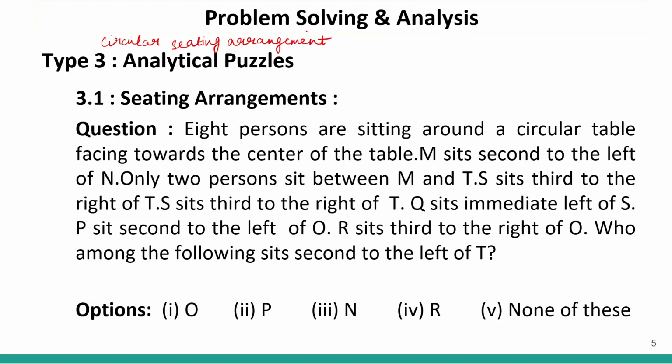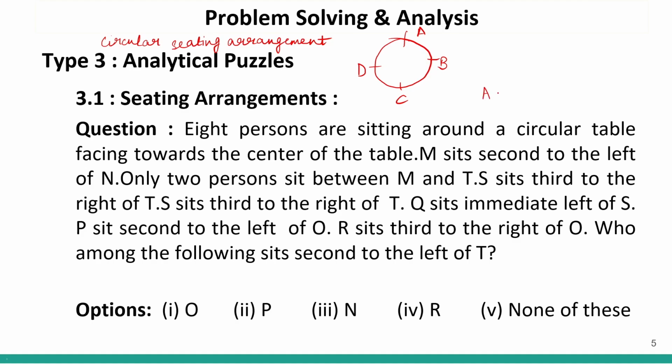Now, circular seating arrangement, as the name suggests, everybody is sitting in a circle. So let's say 4 people are sitting in a circle: A, B, C and D. Now, whenever we solve questions on seating arrangement, we always assume that everybody is sitting at equidistant.